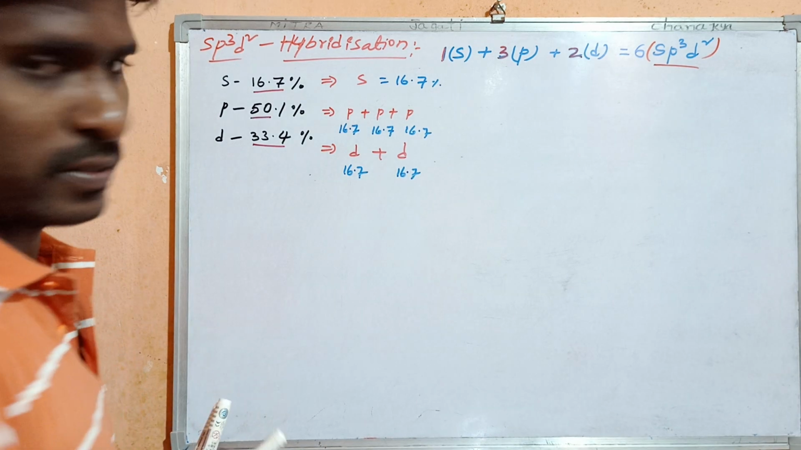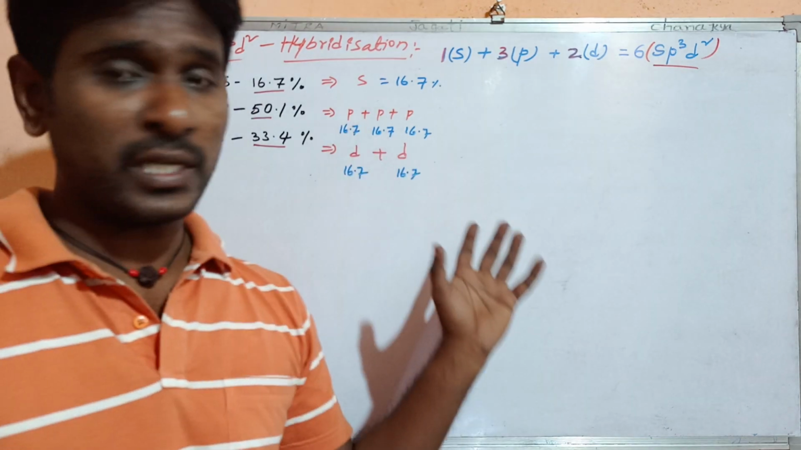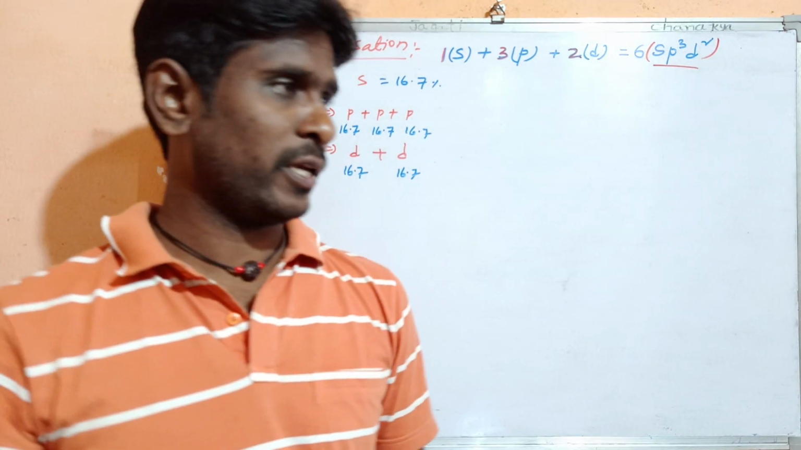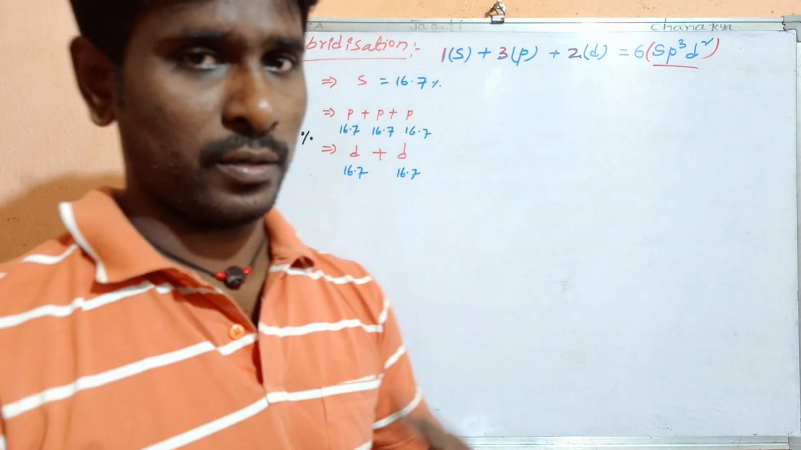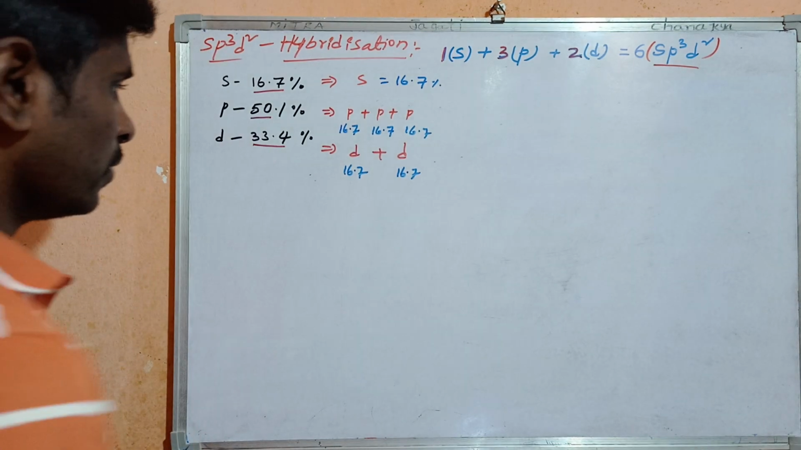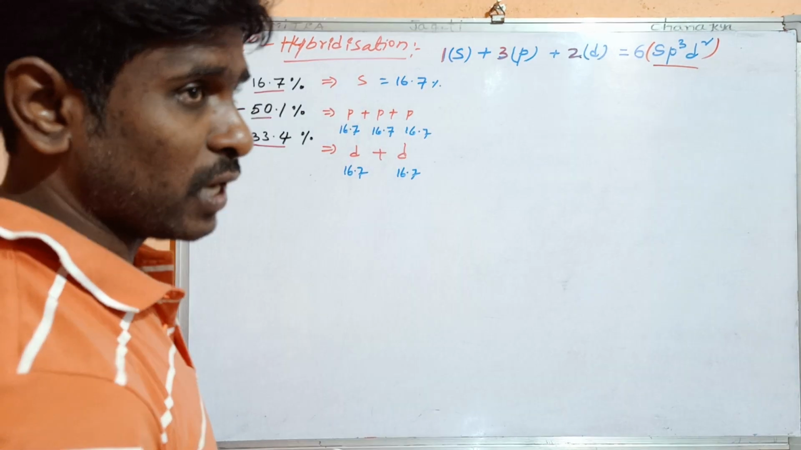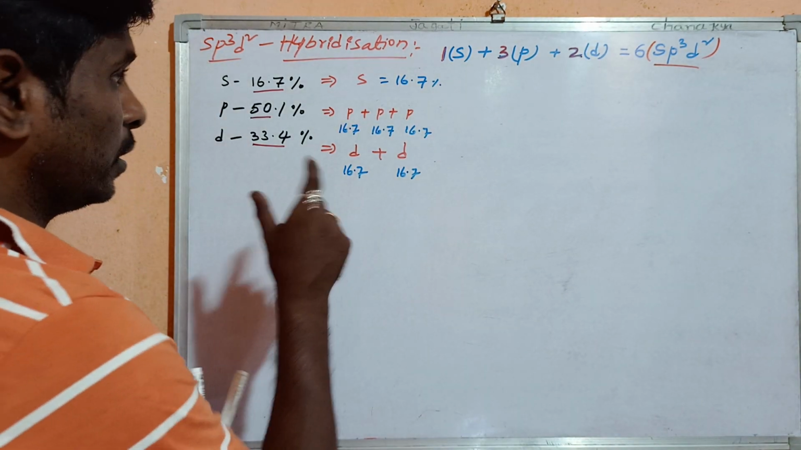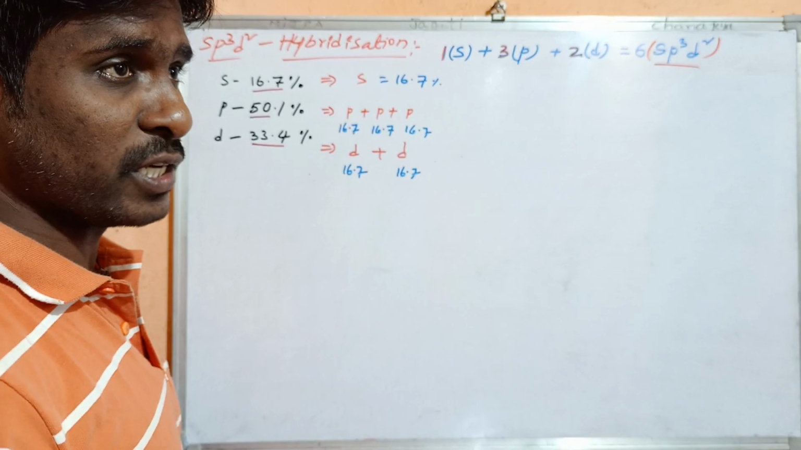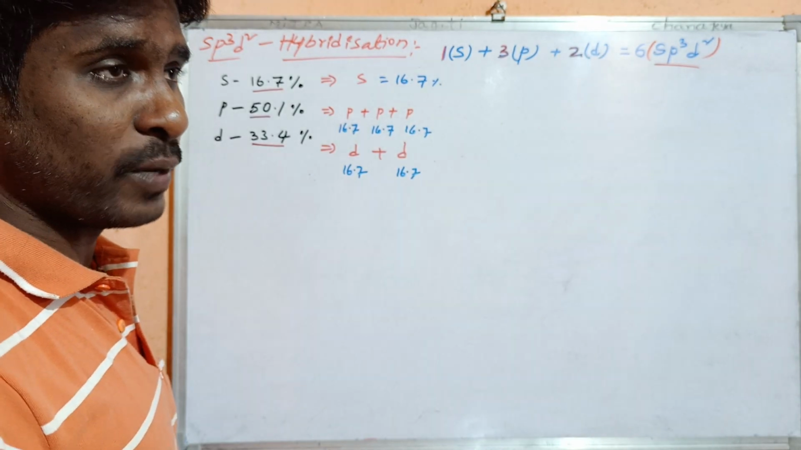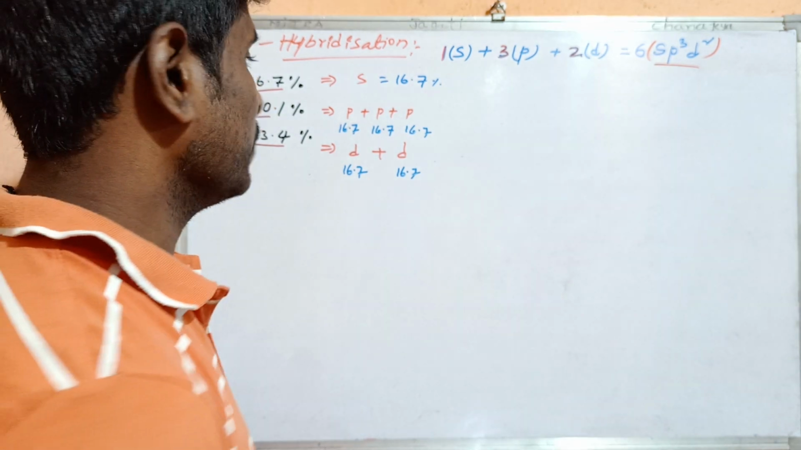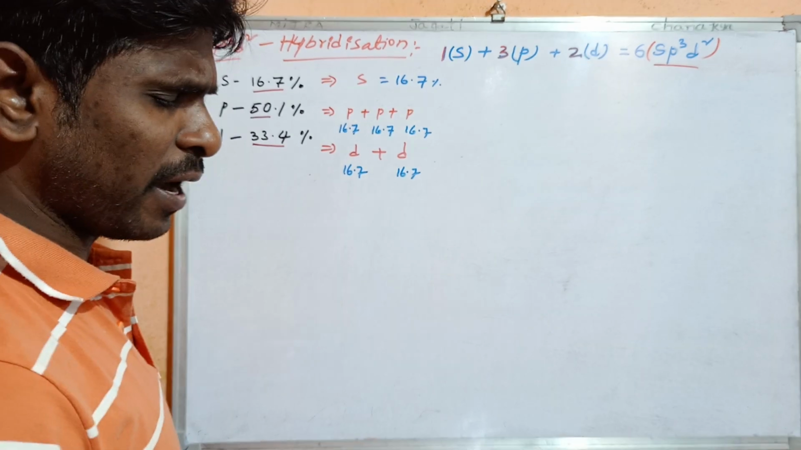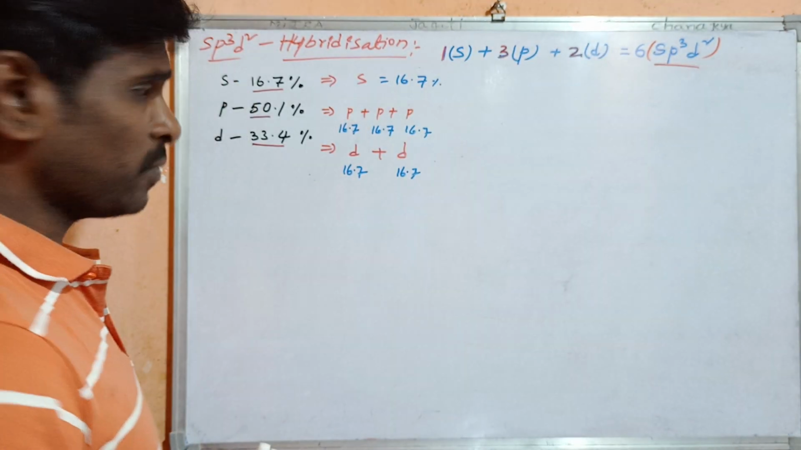Okay, the energy, the shape, the bond angles, the bond lengths, all are shared equally. That's why hybridization is more important in chemical bonding also. In chemical bonding, all the bonds in the molecule have the same bond energy, the same bond length, and the bond angle between all bonds is also the same, because of the hybridization only.